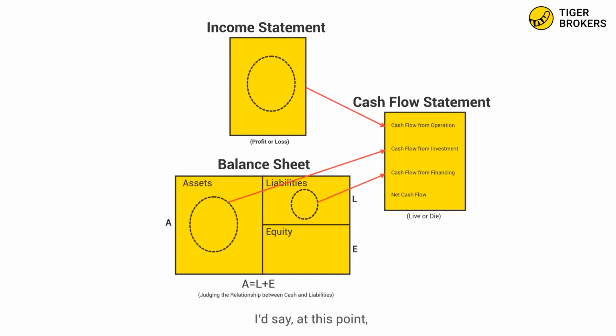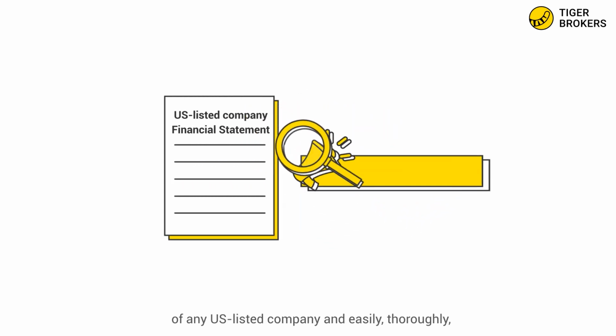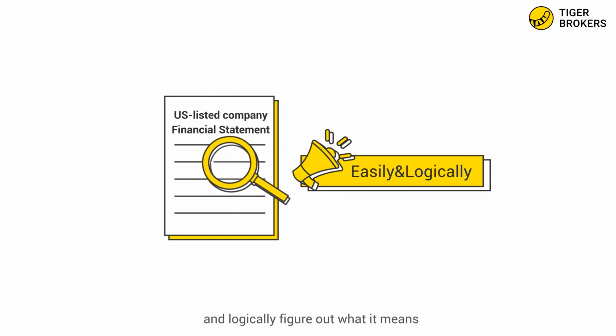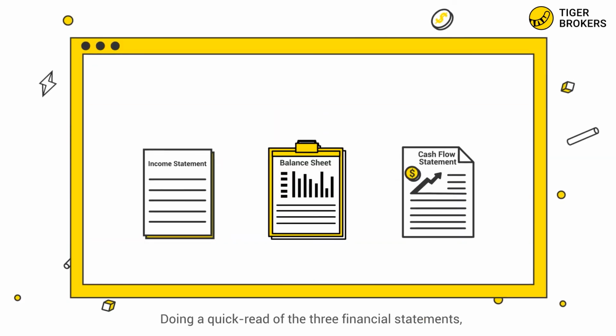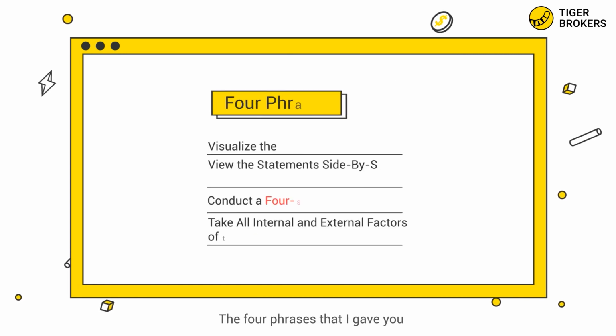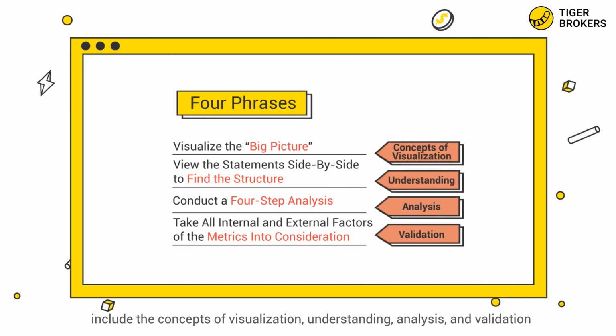I'd say, at this point, that all the pieces of what you've learned are coming together, aren't they? I'm sure that now you can pick up the financial report of any US-listed company and easily, thoroughly, and logically figure out what it means. Doing a quick read of the 3 financial statements, you need to look at them as a whole. The 4 phrases that I gave you include the concepts of visualization, understanding, analysis, and validation.